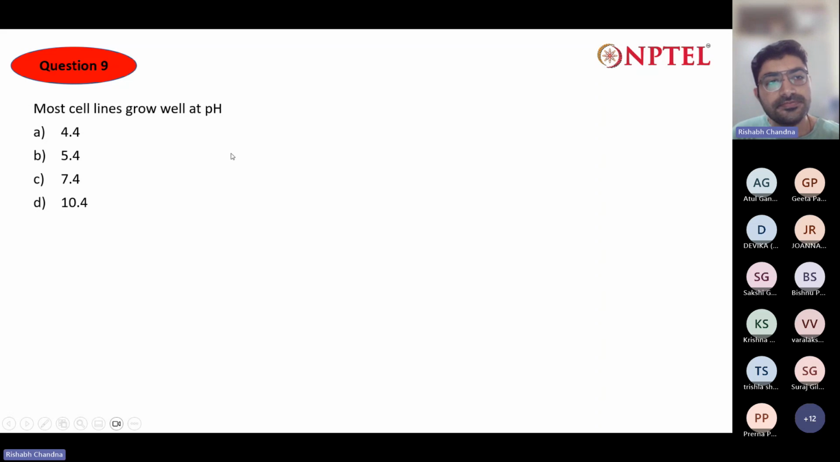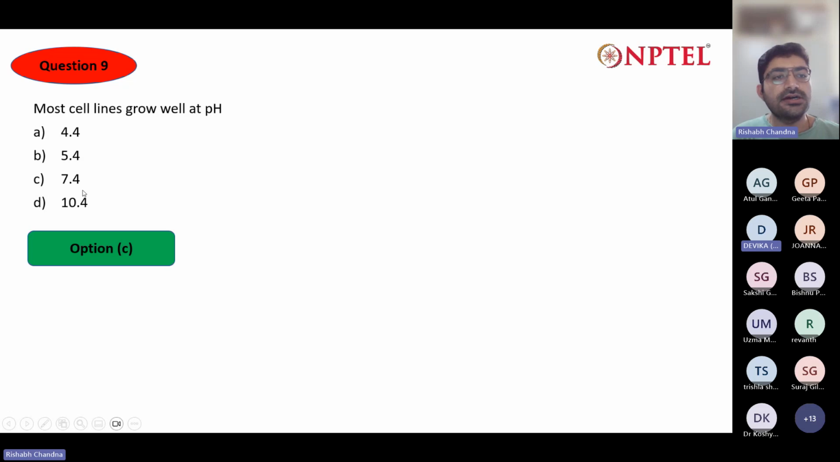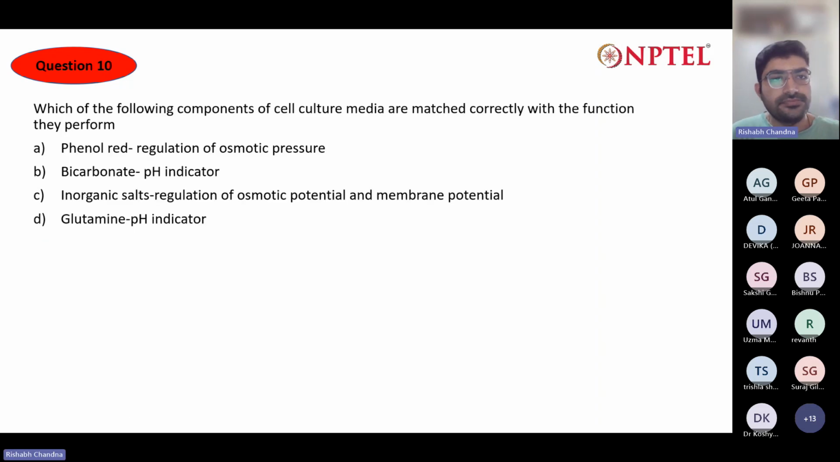Can anybody guess? Option C. Yes, the correct answer is option C because this is the physiological pH that is maintained in our body also. So most of the cell lines that are isolated from animals are grown at this particular pH, that is 7.4.